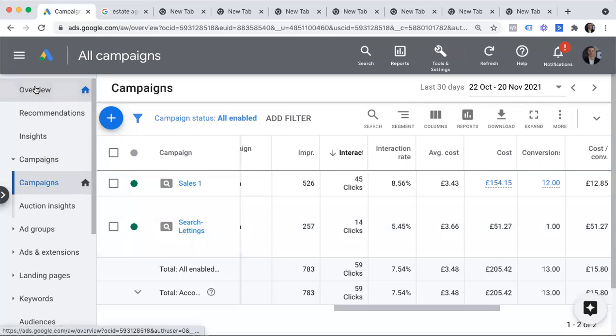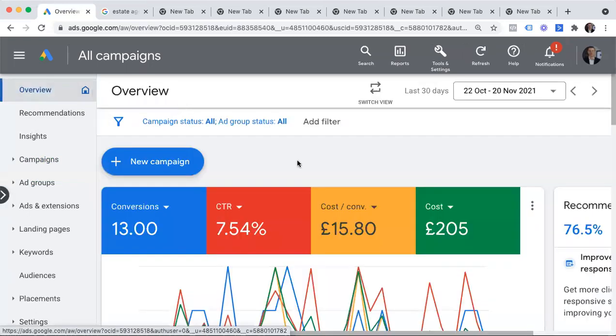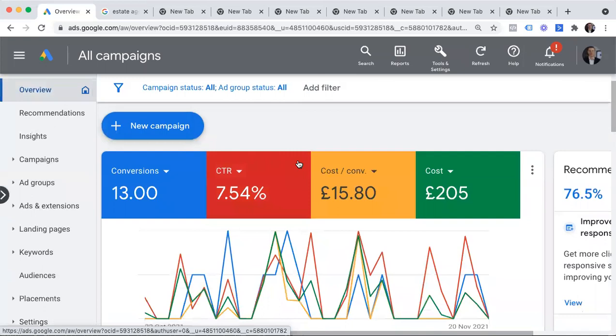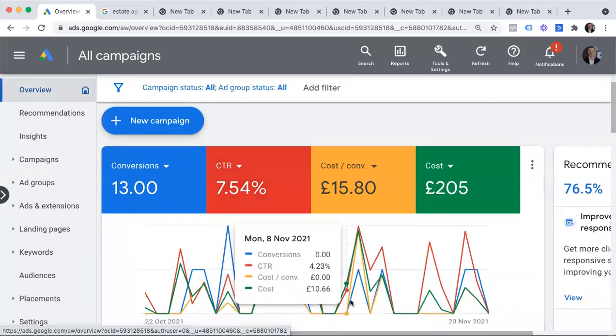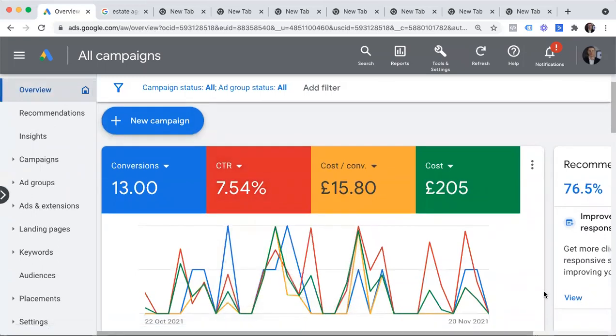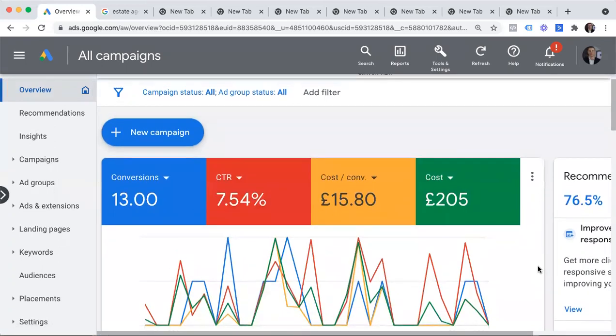So I thought I'd just take you behind the scenes on this. If you've got any questions about Google Ads, then obviously we can certainly help you. There's two options: we either do it for you, or we show you how we do it and you can do it yourself. So drop in the comments. I'm more than happy to help you get as close as you can to spending £205 and getting 13 valuations.